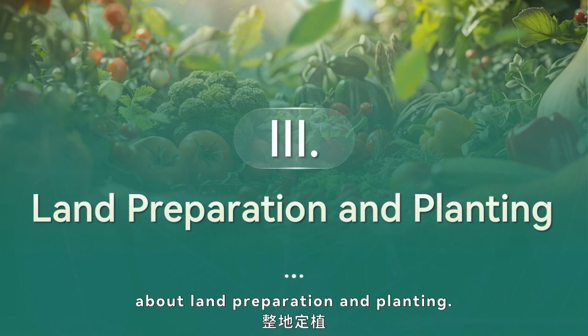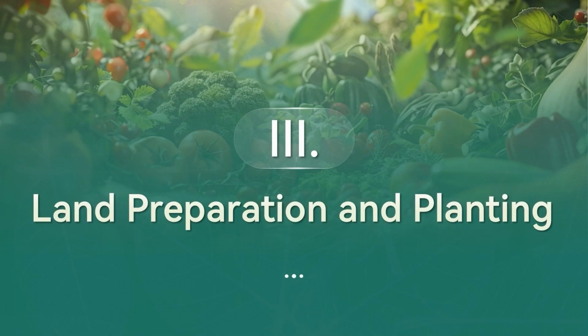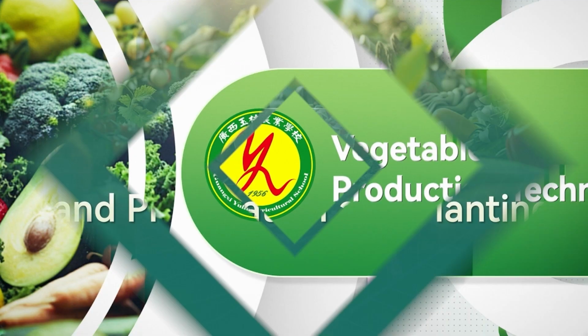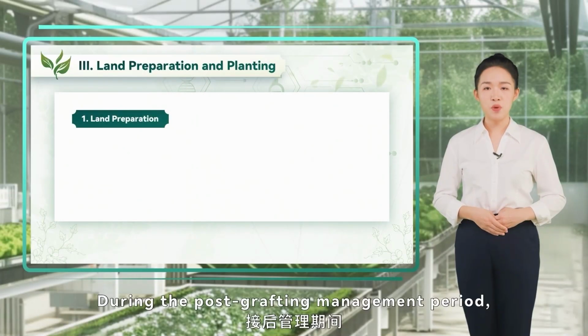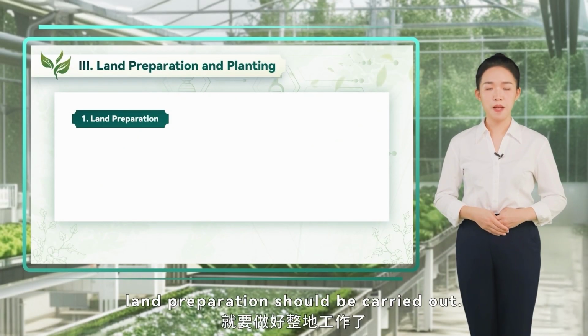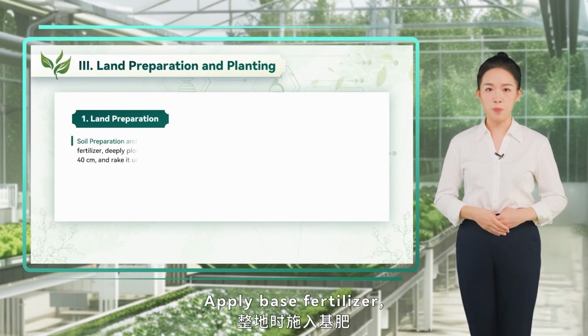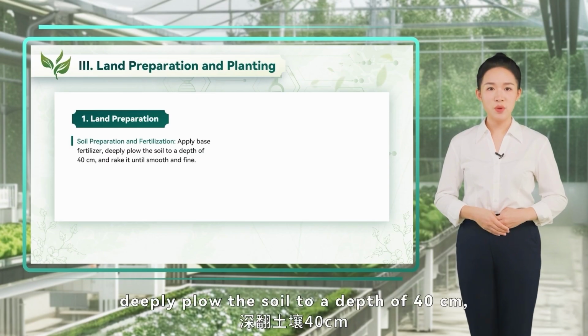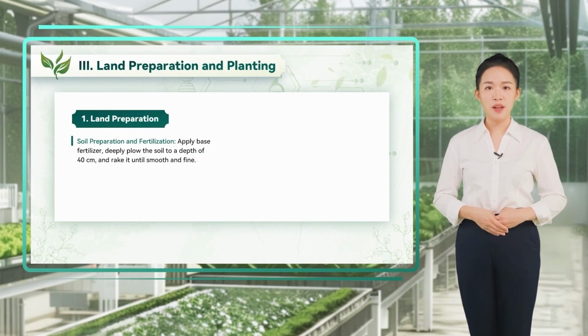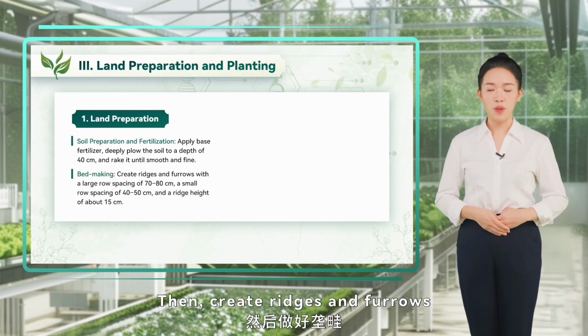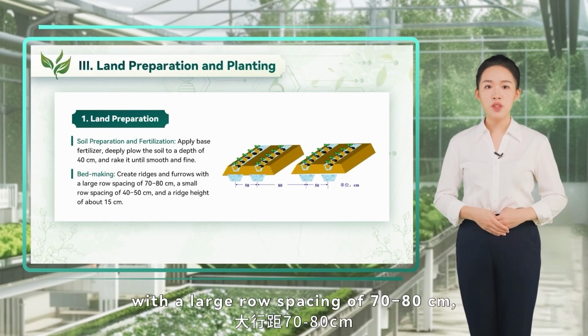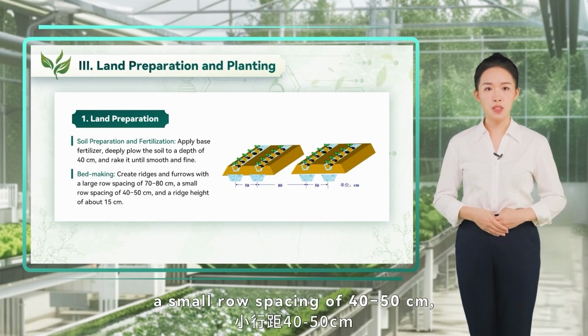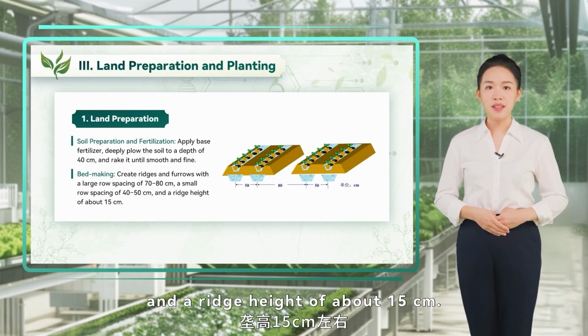Next, let's learn about land preparation and planting. During the post-grafting management period, land preparation should be carried out. Apply base fertilizer, deeply plow the soil to a depth of 40 centimeters, and rake it until smooth and fine. Then, create ridges and furrows with a large row spacing of 70 to 80 centimeters, a small row spacing of 40 to 50 centimeters, and a ridge height of about 15 centimeters.